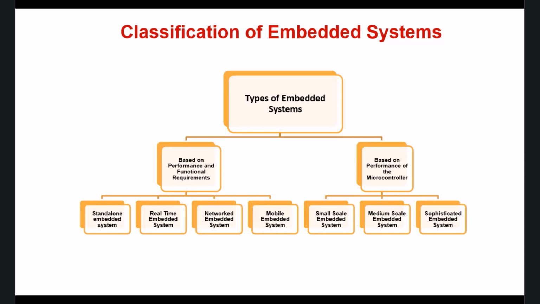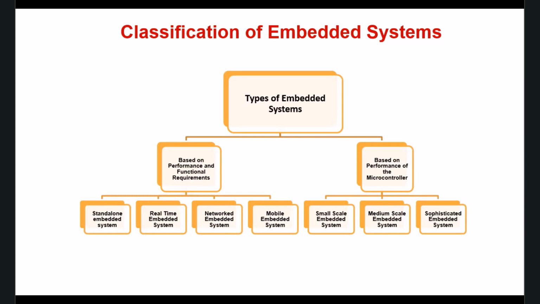So based on the performance and functional requirement, the embedded systems are categorized into four broad categories: standalone embedded systems, real-time embedded systems, networked embedded systems, and mobile embedded systems. So first one is the standalone embedded system.